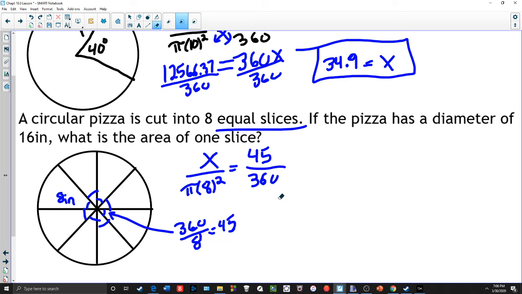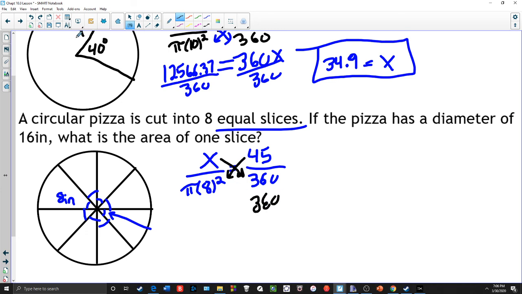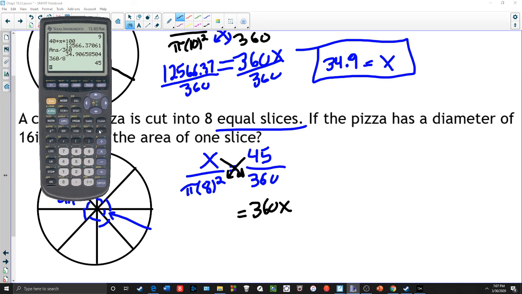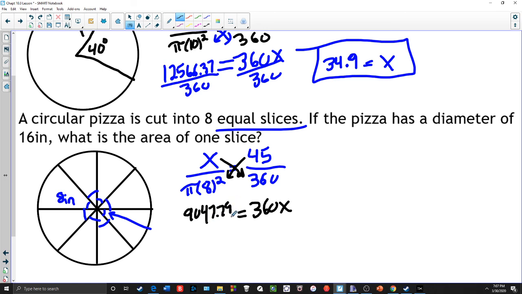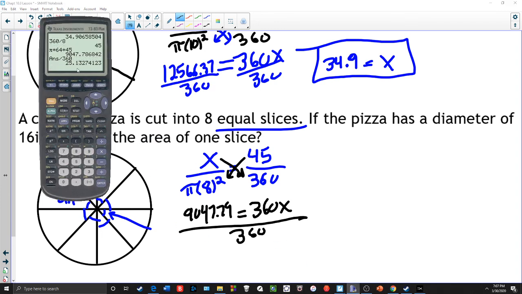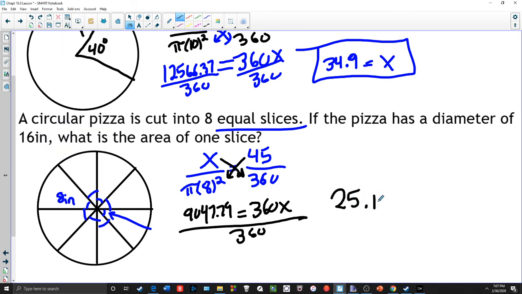Now again, those that are more intuitive among you might be able to figure out a way you could actually shortcut this by using the fact that it's 8 equal slices and figure out what this fraction would be, but I'll leave that to you if you really want to. So now we just go ahead and solve it like we did before, cross multiply. 360x is equal to, and let's go ahead and do our calculator here. So pi times 64 times 45 gives me 9047.79. And then we divide by 360. And we get 25.13 is equal to x.